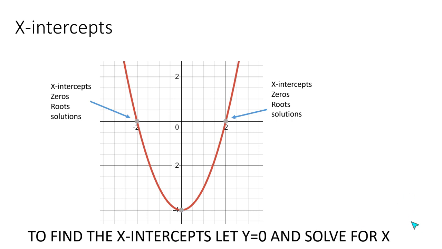Okay, so now to find the x-intercepts, remember that the x-intercepts occur when y is equal to 0. And we have different names for them. We have x-intercepts, zeros, roots, solutions. So if you hear any of these 4 names, they're talking about those points that cross the x-axis.